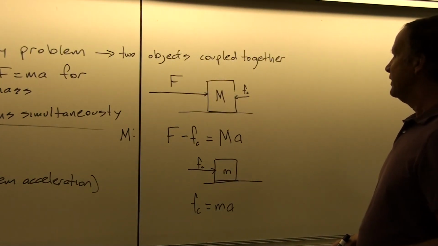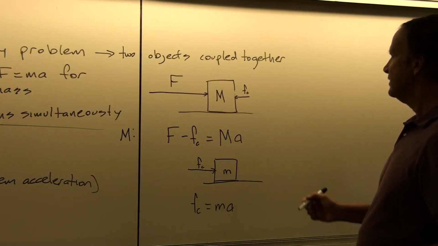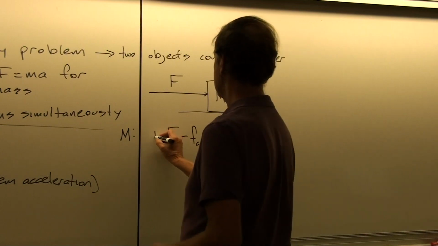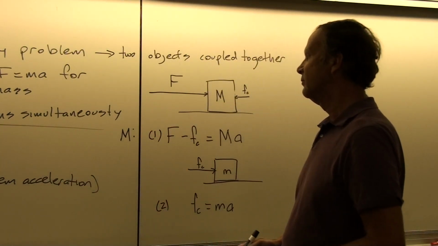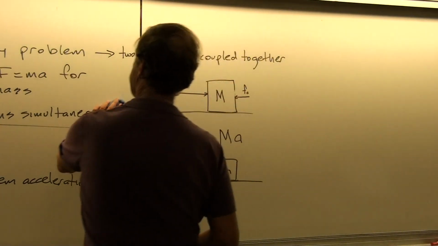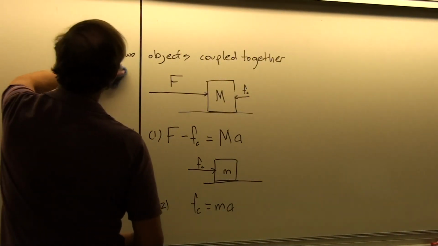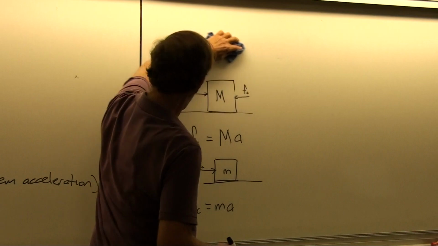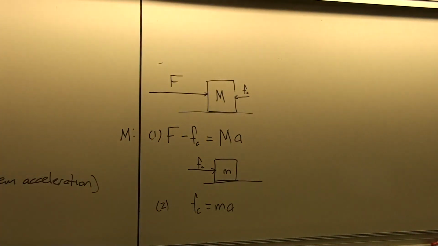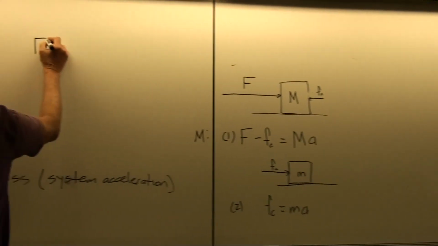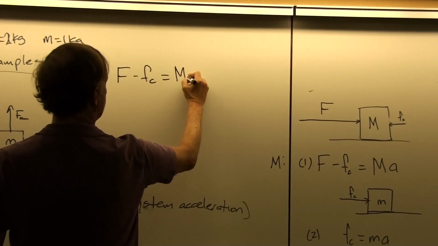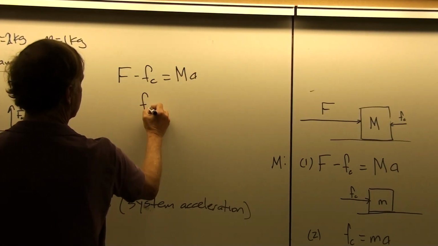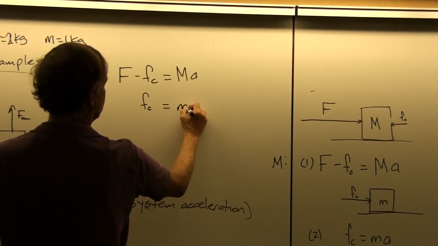Okay, so what we can do from this point then is to take the two equations, which I can call equation 1 and equation 2. I'll write them right next to each other, and we can solve them simultaneously. Okay, so that's what we want to do here. F minus Fc equals big M A, and F contact equals little m A.